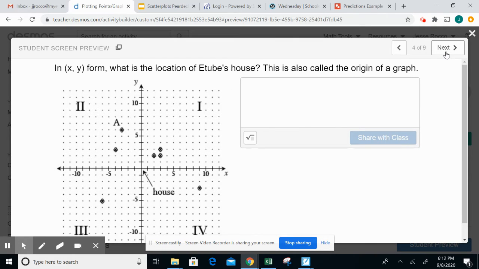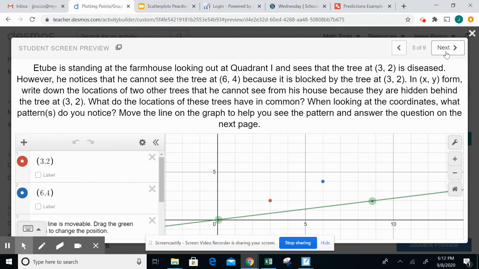All right. Next thing, I'm going to let you read that. You can figure that one out. This slide is asking you a question about what other trees are diseased based on a pattern. You can move this. All right, so this guy is standing at 0, 0. His house is at 0, 0. And basically he's looking out at these 2 points. He can see the red one, which is diseased, but he can't see the blue one. What other points can't he see beyond that, because they're blocked by the red tree at 3, 2?